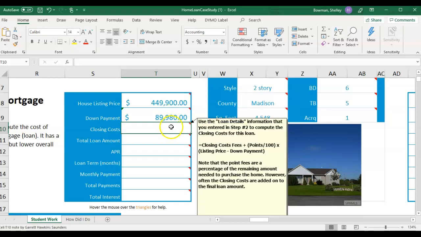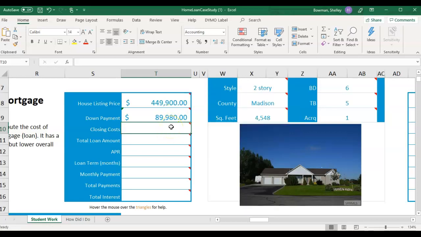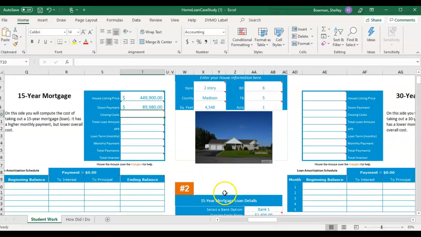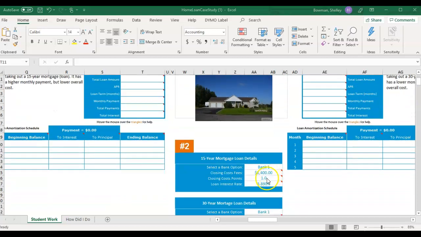Closing costs are what we found down in step number 2 over here, and our closing costs are 1 point of the loan amount. Plus, we also have these closing cost fees here. And so we need to add both of those in. The closing cost point is actually a percent. And since it's being represented as a whole number, we need to divide it by 100 to make it calculate as a percent when we get up to our closing costs.